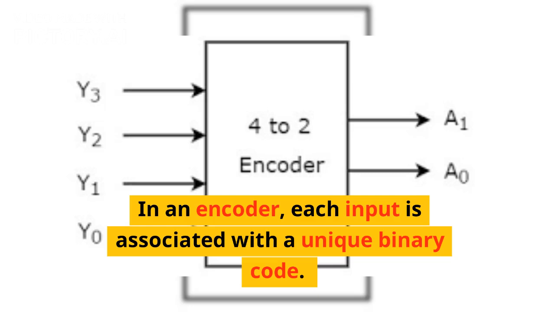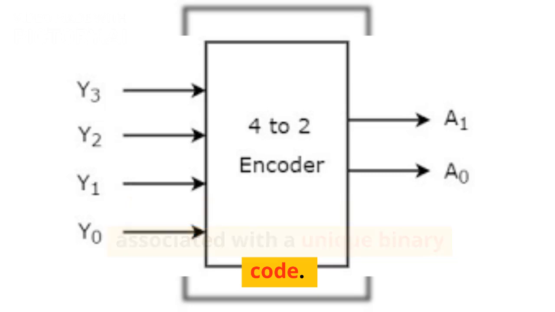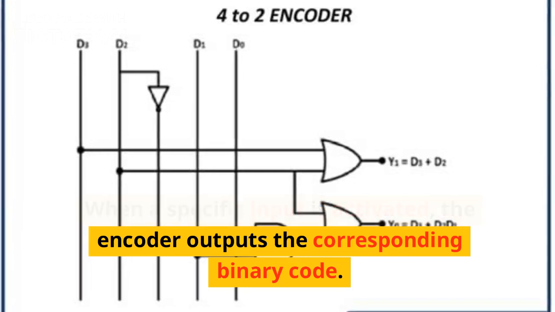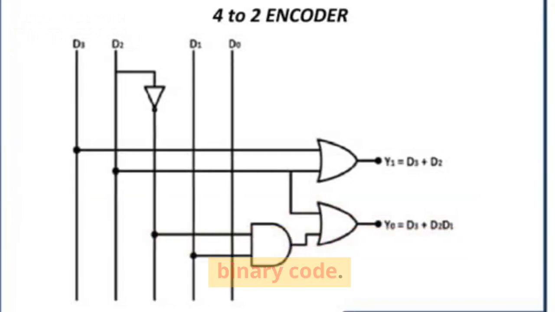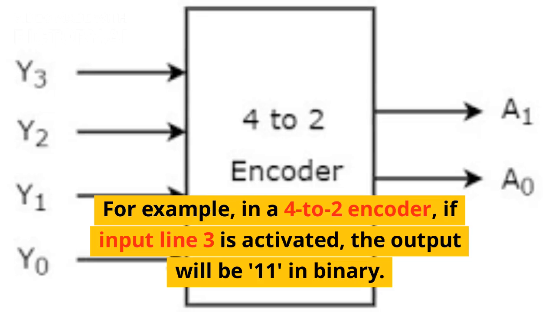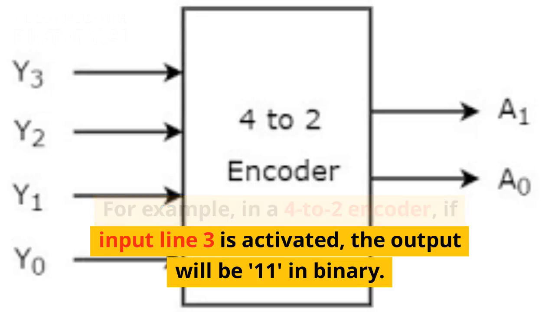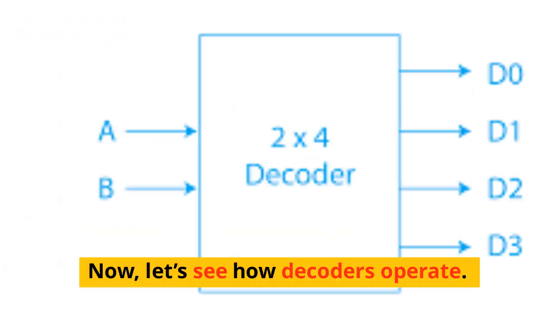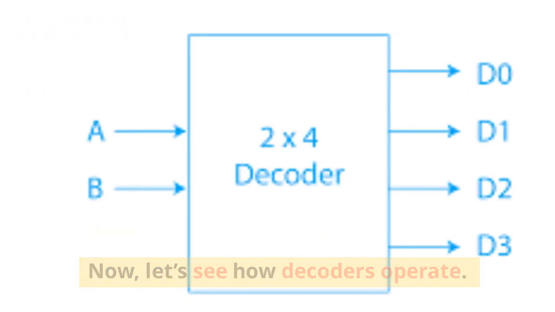Let's break down how encoders work. In an encoder, each input is associated with a unique binary code. When a specific input is activated, the encoder outputs the corresponding binary code. For example, in a 4-to-2 encoder, if input line 3 is activated, the output will be 11 in binary. Now, let's see how decoders operate.